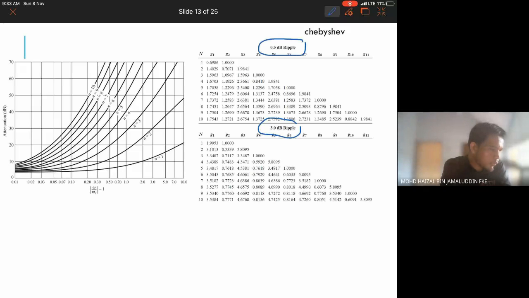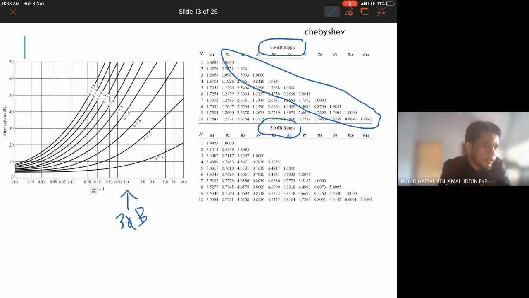And this graph is, I think, maybe for 3 dB. I'm not sure. Okay. So if you can see that at the load, when n is an odd number, the load will be 1, which is the same as the source. But for the even number, the load will be different.